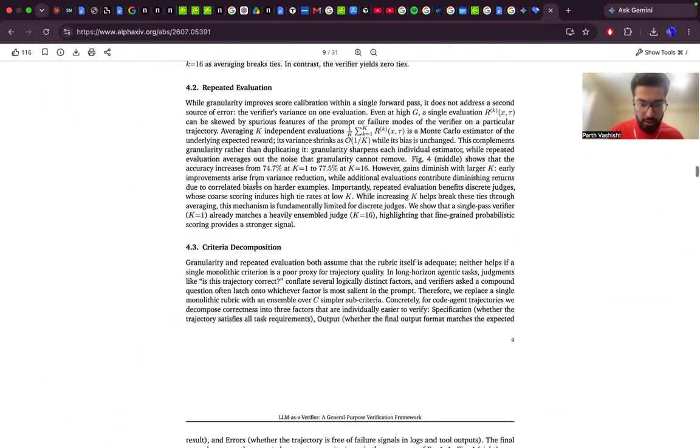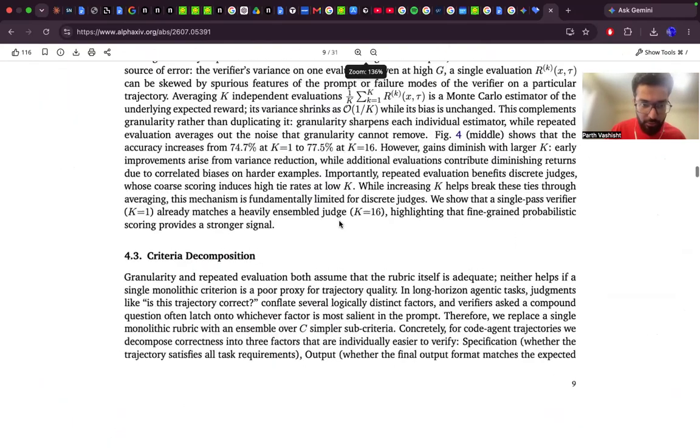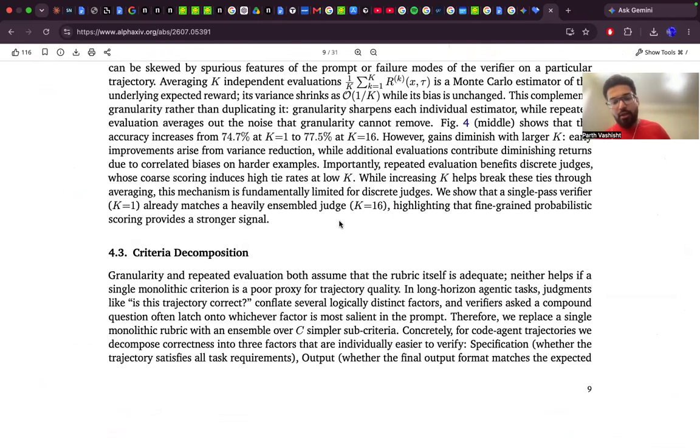But the main idea is that I was on this repeated evaluation. While increasing K helps break these ties through averaging, this mechanism is fundamentally limited to discrete judges. We show that a single pass verifier, K equal to 1, already matches a heavily ensembled judge where K equal to 16, highlighting that fine-grained probabilistic scoring provides a stronger signal. Makes sense.